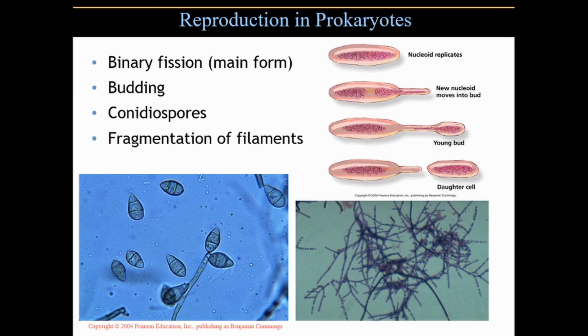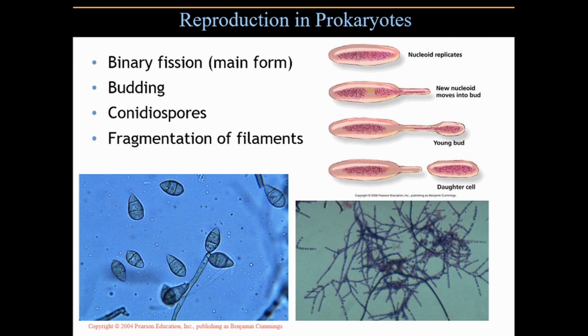So the upper right picture, that's just showing the budding process. The nucleoid replicates, in other words, the nucleic acids will double. The new nucleoid moves into the bud. Then you have what's called a young bud. I love that. That's such a cute little young bud. And then you have the daughter cell. It splits then. It separates from it. And so this is a form of reproduction called budding.